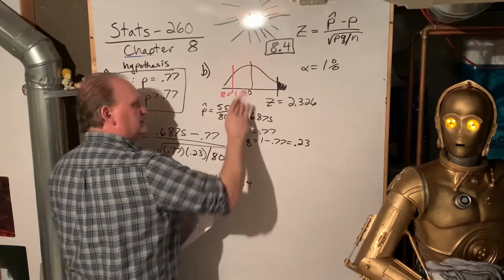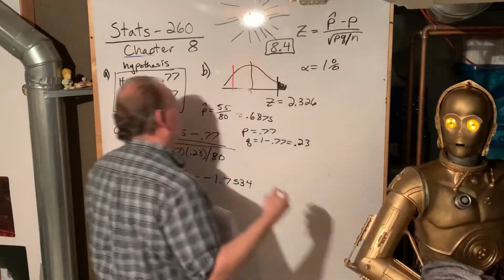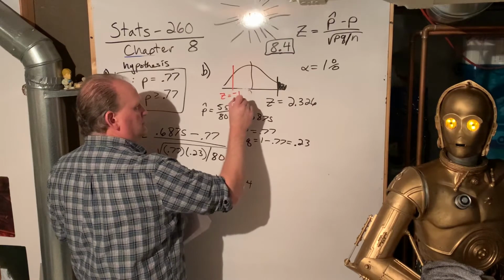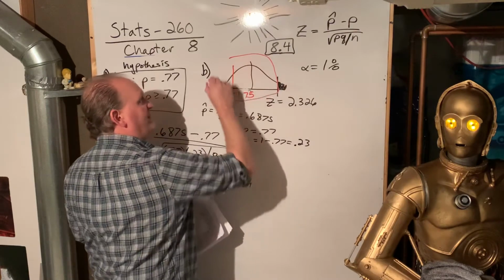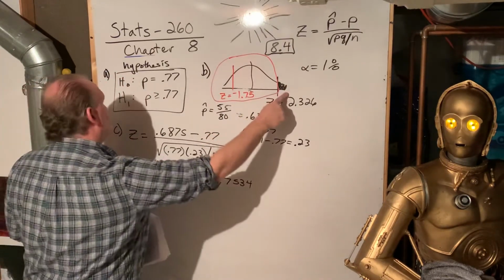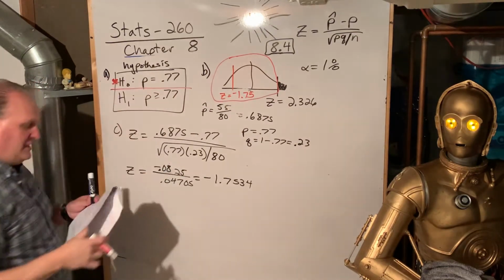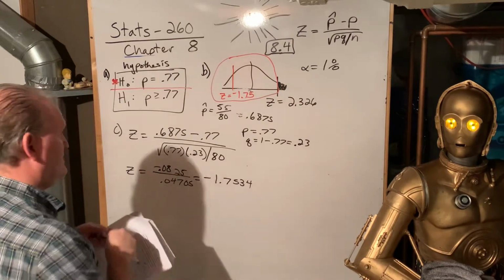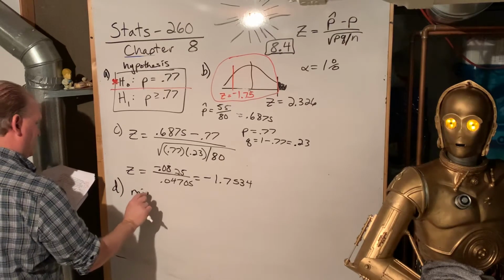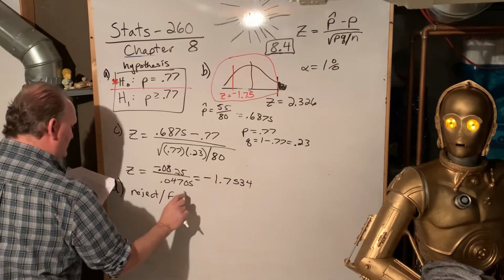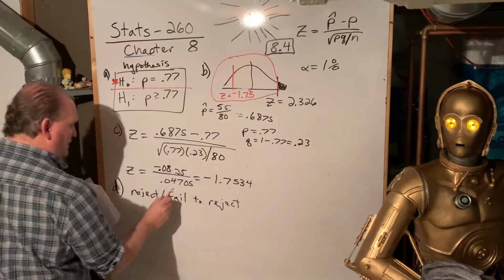Oh, what a mess. Okay, so all of this is in the fail to reject region. This is the reject region. So we are going to fail to reject and conclude the null hypothesis. So the decision is either reject or fail to reject. So this was a flawed study from the word go, fail to reject.